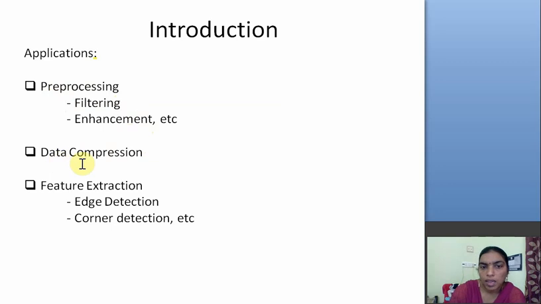Now coming to the next one, data compression. One of the techniques in data compression is transform domain compression, which is in our syllabus also. Then another one is feature extraction, that means edge detection, corner detection, etc. We will see this in segmentation also. To detect the edges and corners, it is very convenient to see the image in the transform domain when compared with the spatial domain.